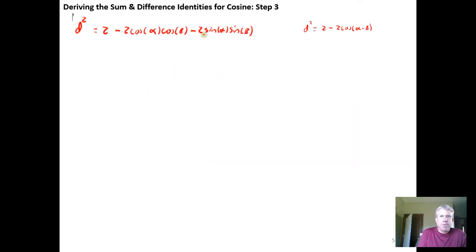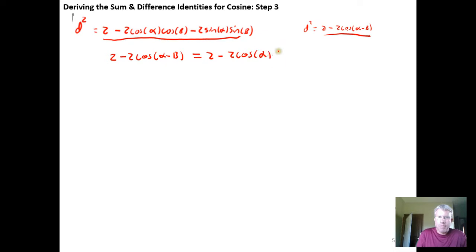So if we grab both of those ways of describing the square of the distance, the transitive property of equality says that if this is equal to d squared and this is equal to d squared, then these 2 things are equal to each other. So 2 minus 2 cosine of alpha minus beta, because it's equal to d squared, is also going to be equal to 2 minus 2 cosine alpha cosine beta minus 2 sine alpha sine beta. We could actually subtract 2 from both sides, which would kill this.